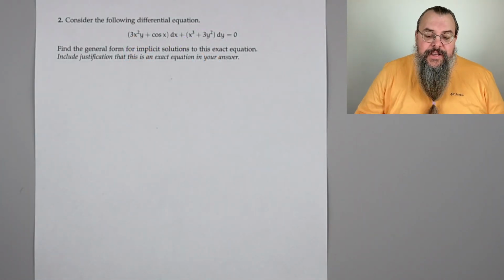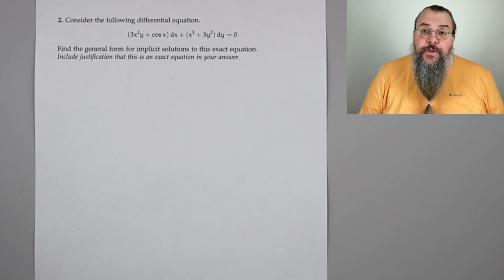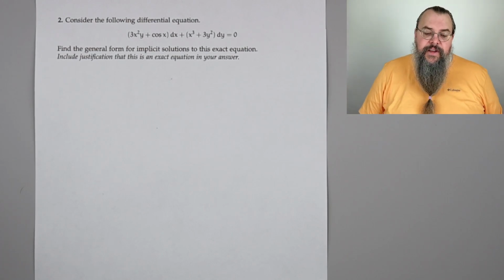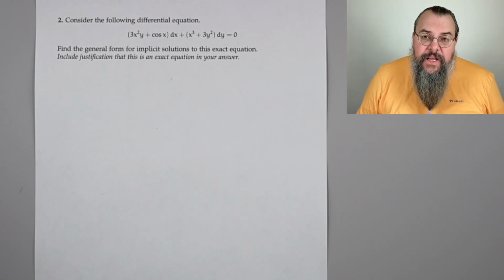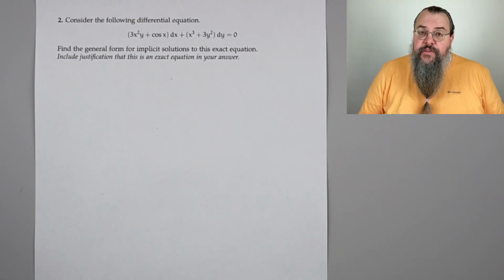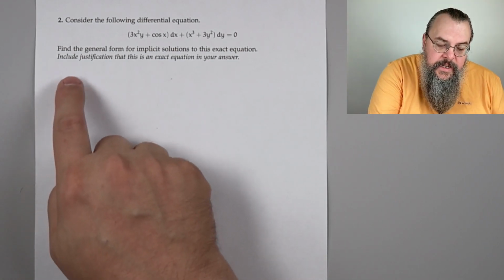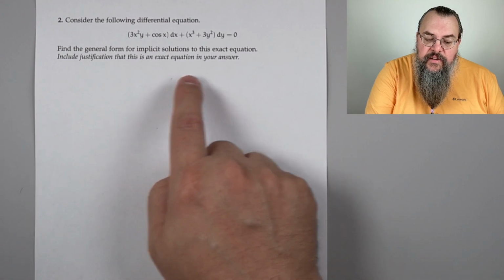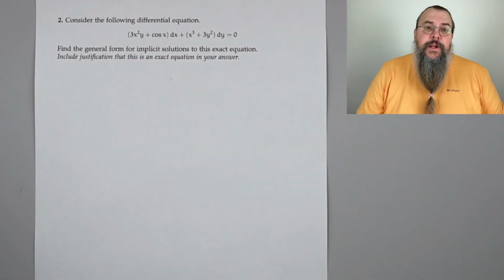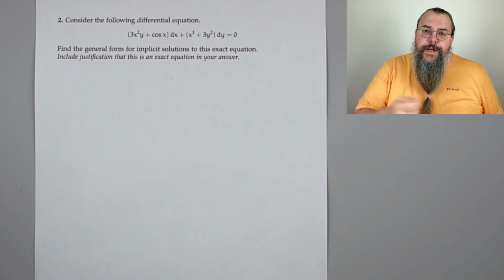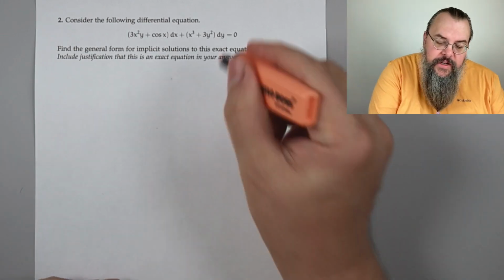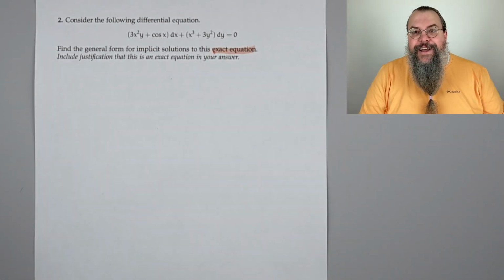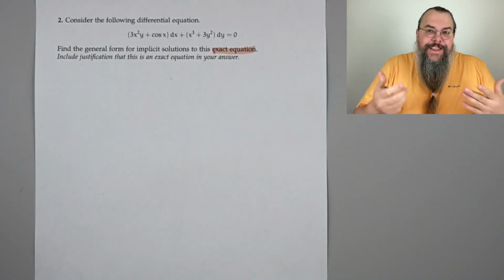Number 2. Consider the following differential equation. 3x squared y plus cosine of x dx plus x cubed plus 3y squared dy equals 0. Find the general form for implicit solutions to this exact equation, and then include justification that this is an exact equation in your answer. Now, of course, we might start to wonder, well, what kind of problem is this? But there's a clue here, and the clue is it tells us it's exact.